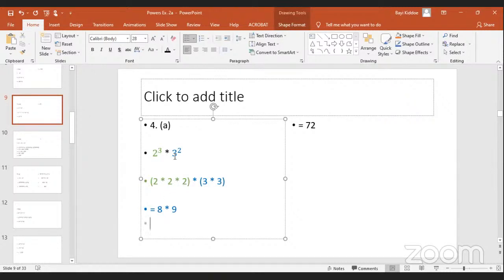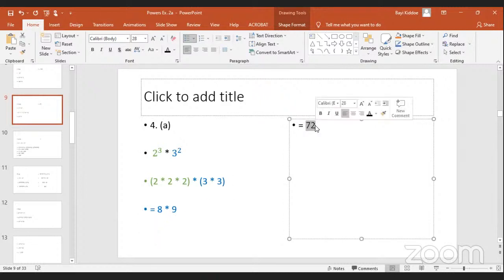Okay. And then now 3 to the 2 is 3 times itself 2 times. So we're gonna have 3 times 3, right here. And 3 times 3 is 9. So you put the 9 down here. And then after that, we're gonna multiply 8 times 9. And 8 times 9 gives you 72 as the answer. All right? Yes, sir. 8 times 9 gives you 72.